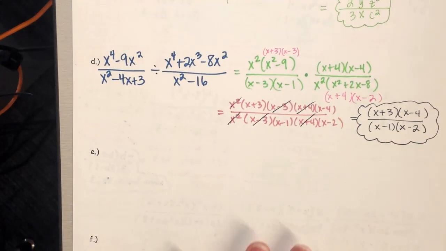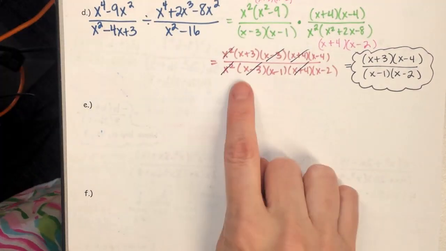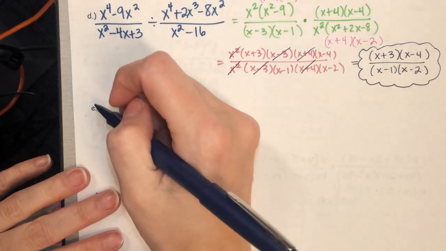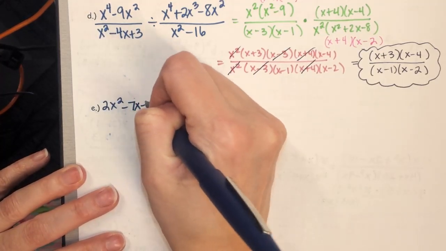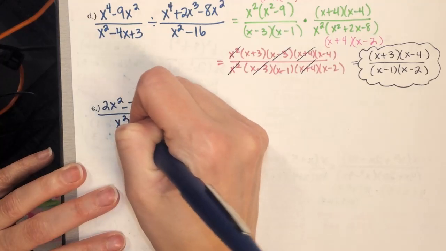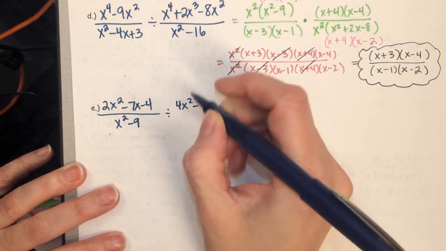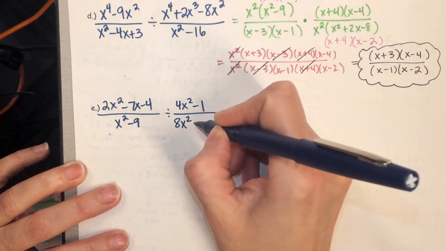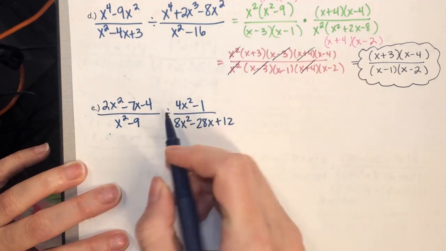And the directions for this problem were just to simplify so you don't have to identify the values for x that are not possible. Okay? Alright, so based on that, I'm going to give you guys time to do this. The 2x squared minus 7x minus 4 over x squared minus 9 divided by 4x squared minus 1 over 8x squared minus 28x plus 12.